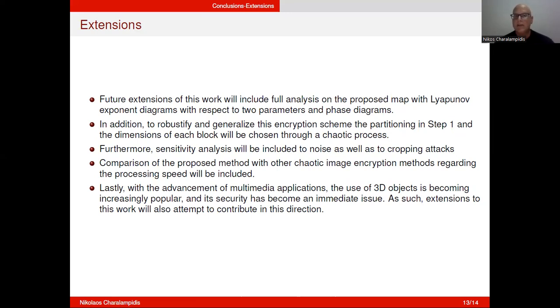Furthermore, sensitivity analysis will be included for noise as well as for cropping attacks. Comparison of the proposed method with other image encryption methods regarding the processing speed will be included. And lastly, with the advancements of multimedia applications, the use of 3D objects is becoming increasingly popular, and its security has become an immediate issue. As such, extensions to this work will also attempt to contribute in this direction.